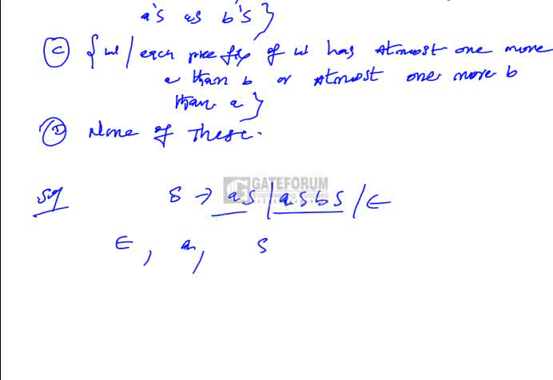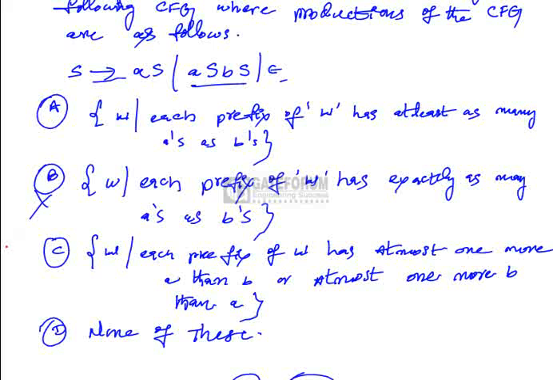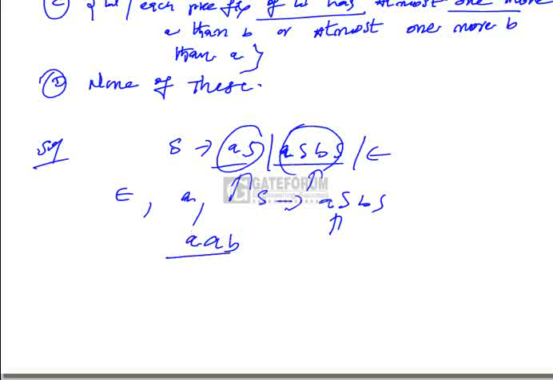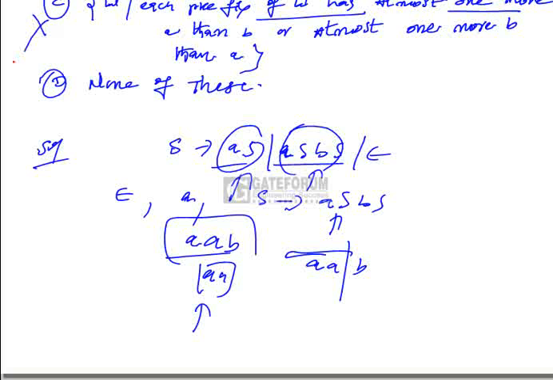At the same time, if you take S to AS, BS, this S must be replaced again with AS, BS. That means S will be more than that. That means option B is wrong, because each prefix of W has exactly as many A's as B's is wrong. Each prefix of W has at most one more A than B. At most one more A, two more A's also may be possible, because AAB also possible. But a prefix of AAB is AA, which contains two more A's than B's. That's why C is also wrong.